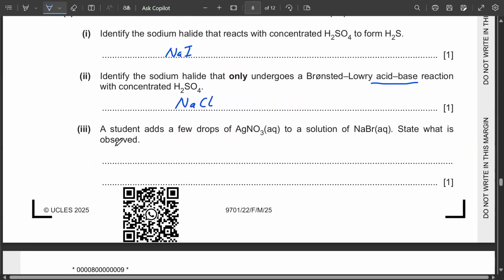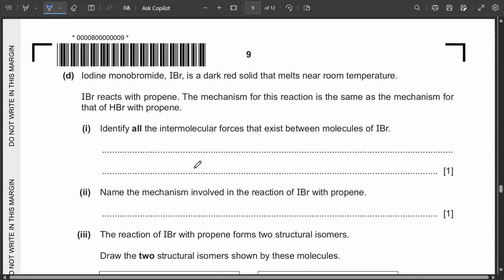Now the next part: a student adds a few drops of silver nitrate to a solution of NaBr. State what is observed. So definitely that will produce AgBr. And what is the observation for AgBr? It gives a cream or off-white colored precipitate. You can write cream ppt, or you can write off-white solid or ppt, whatsoever.